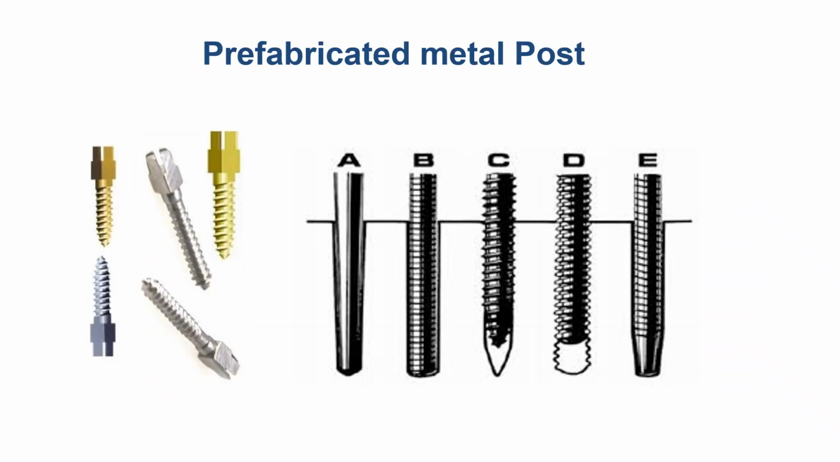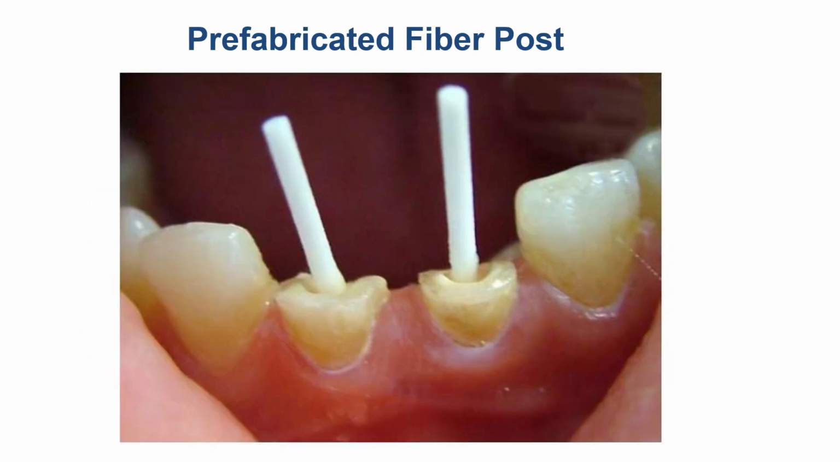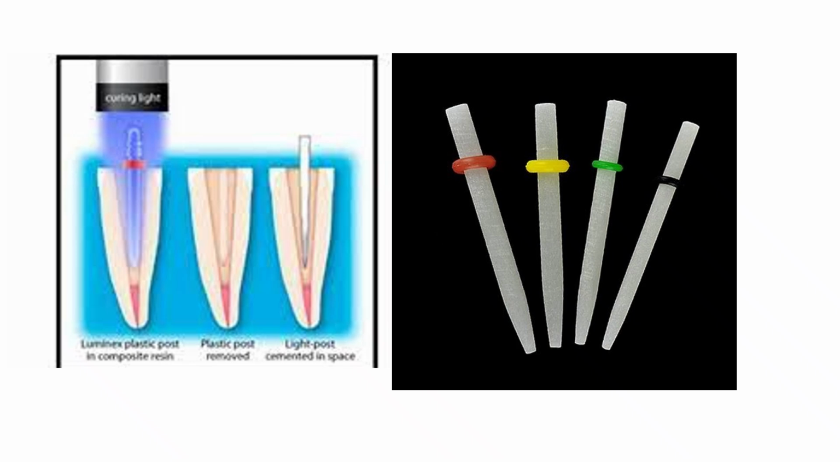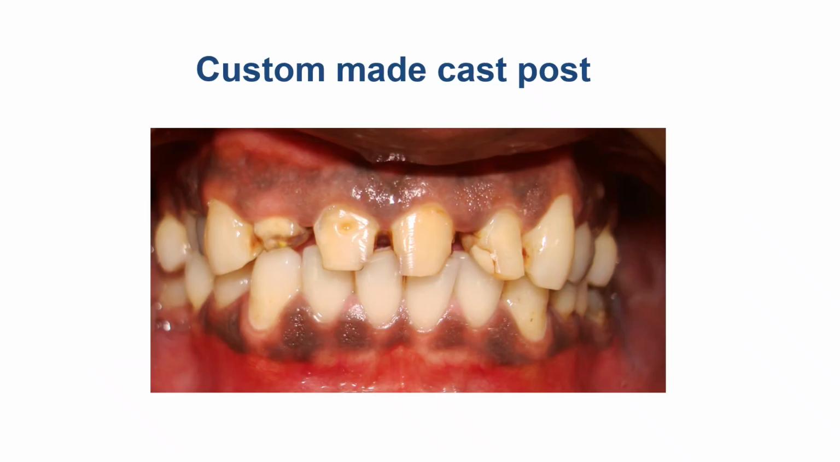So prefabricated metal posts are these posts. Usually we do not use the threaded form because of the risk of fracture of the tooth. We also have prefabricated fiber posts like this. These are glued into the post space using a resin cement, and for the resin cement to cure, we also have transparent fiber posts like these so that the light curing can be achieved completely.